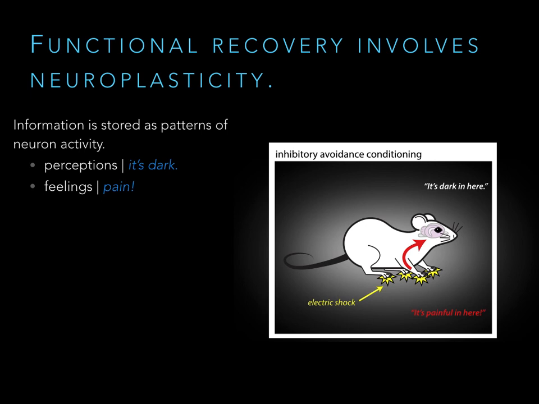So if we look at this poor little rat here that's in an inhibitory avoidance conditioning study, in this case it's been put in the dark and an electrical shock has been delivered. So there's two things going on at the very least. There's a lot more than that, but we're thinking about two things here. There's the rat's perceptions, it's dark, and then there's whatever it's feeling, which would be pain. It's getting an electrical shock in its paws. So there's going to be two different patterns of activity that go on in its nervous system.